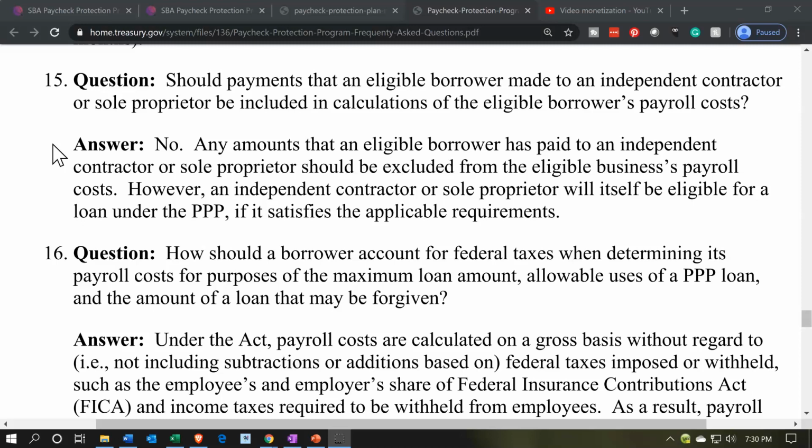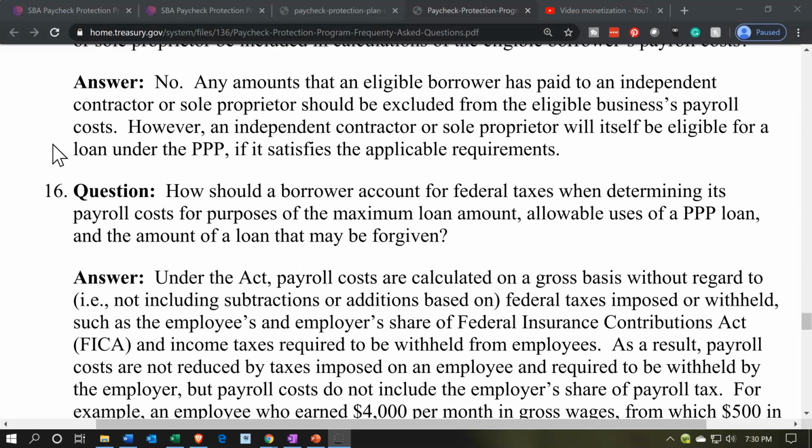But the contractors themselves, even if they're a Schedule C business, even if they have no employees, the sole contractor may themselves be eligible due to the fact that they're basically an employee of themselves and pay Social Security tax, so they may be able to apply then.